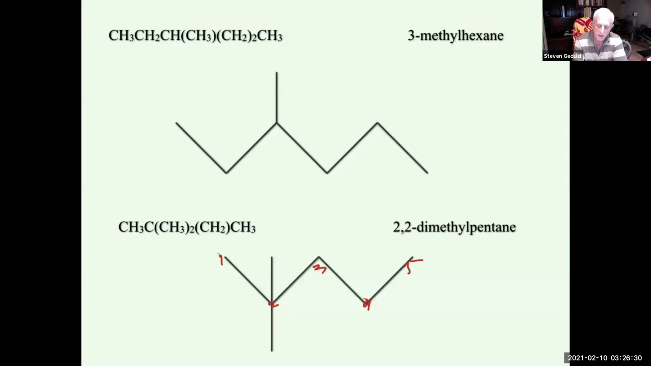Commas between numbers, dashes between numbers and letters. You tell me the location, you tell me how many there are, you tell me the substituent group, and you tell me the base name and all single bonds. That's what all those things mean. It's just logical sense. Or you can put 2 methyl groups separate from each other.